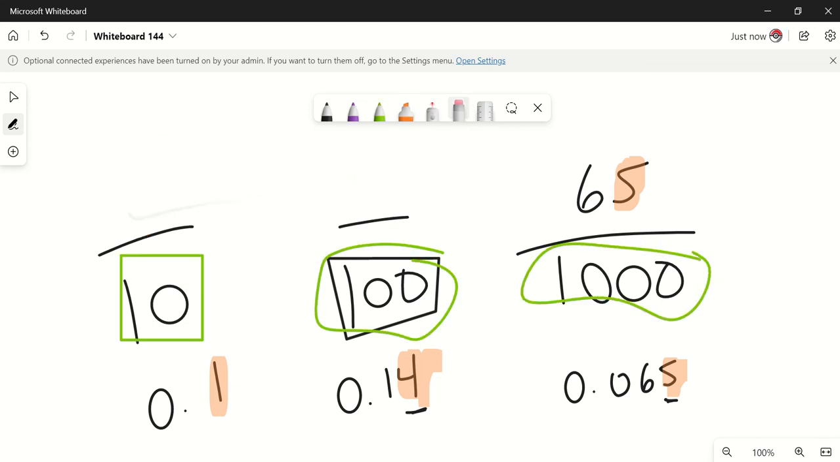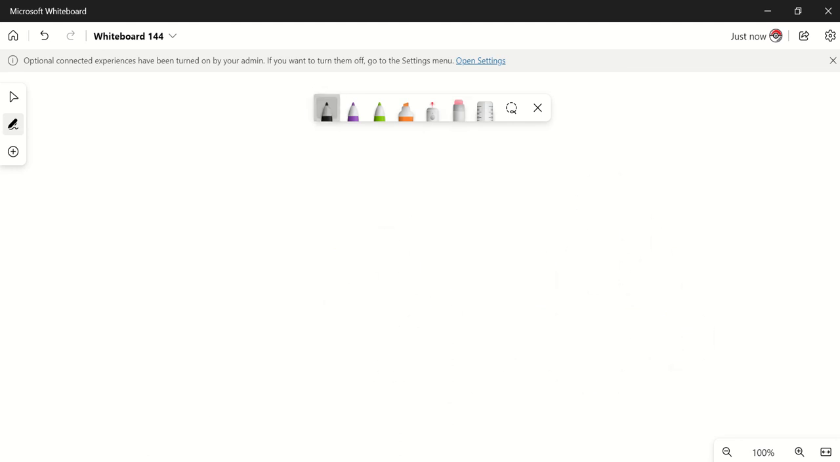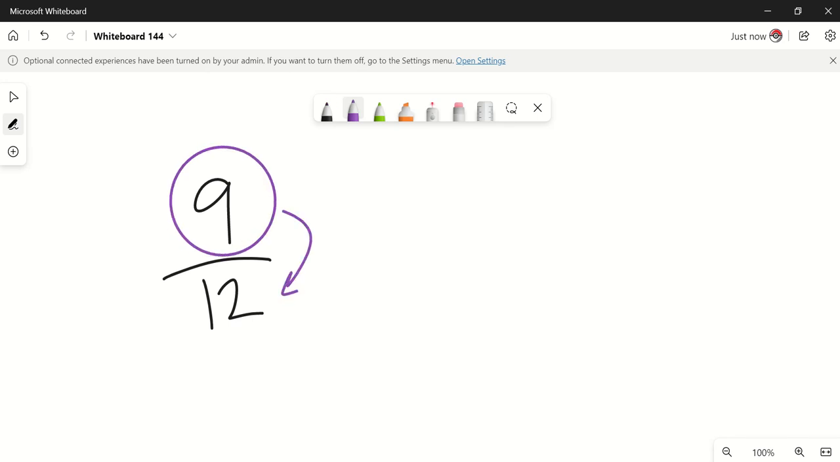Now, what happens if you don't have a decimal or a fraction that's that easy? For example, like the book wants us to convert 9 over 12. I can't change this. Now, I can try to change the fraction to have a denominator of 10, 100, 1,000, and so on. 12 won't go into 10, 100, or 1,000. This is how we change a fraction into a decimal without having a denominator of 10, 100, 1,000, and so on. You're going to take your numerator and divide it by the denominator. So this will become 9 divided by 12.